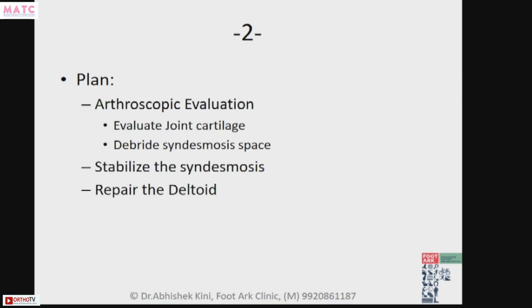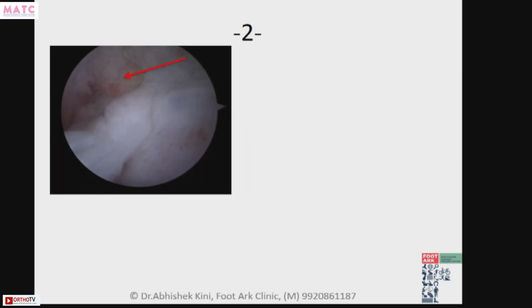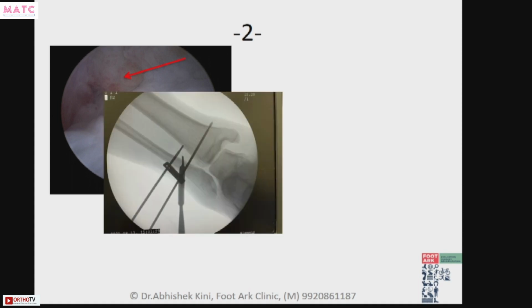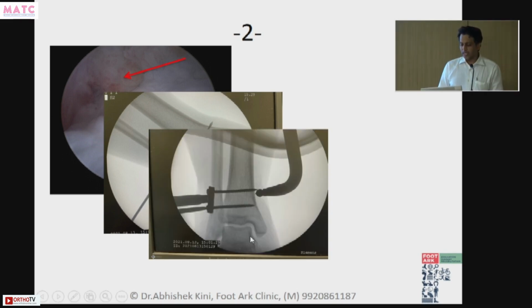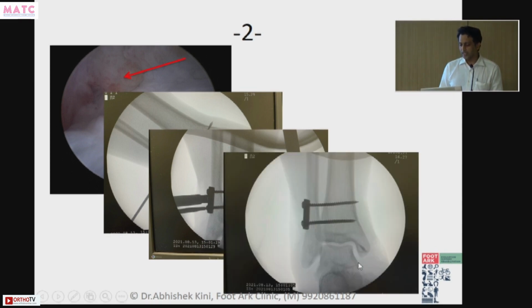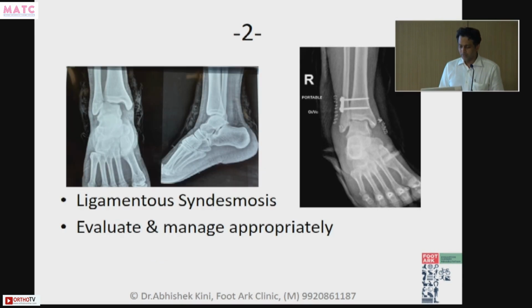Plan again, we did an arthroscopic evaluation, joint cartilage evaluation, debrided the syndesmotic space, stabilized and repaired the deltoid. So again, over here, you could see that the syndesmosis had kind of bunched up over there. After debriding the whole thing, we could see that the syndesmosis is also open. We had a small plate kept over here. Once we brought things back in place, the deltoid was also cleared with the arthroscope. The medial gutter was cleared, and then the deltoid was repaired with one anchor because I prefer a double breasting of the deltoid with an anchor over there.